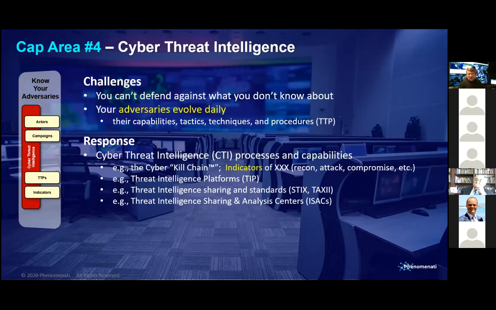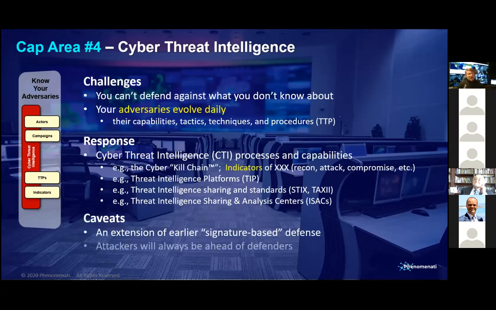There's been a series of standards that have emerged. Of course, the ISACs. Hopefully, most of you participate in the ISACs for your vertical industry. This is where we share this threat intelligence. A couple of the caveats here. This is not purely an extension of the signature-based defense. There's quite a bit more involved here. This is far more of an intelligence function than it is pure information.